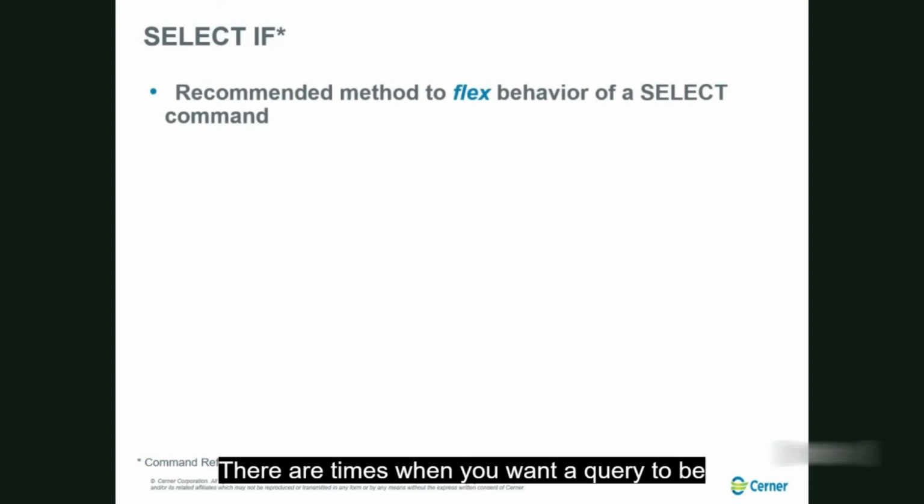There are times when you want a query to be flexible and interactive based on an external condition. For example, maybe you want to flex a qualification based on what the user enters at a prompt. So if a user enters MRN from the prompt, the qualification will get the information from the person alias table. If the user enters FIN at the prompt for financial number, the qualification flexes and uses the encounter alias table. In this case, the select if was used to flex which table to use for the query. Using the select if is the recommended method to flex the behavior of a select command.